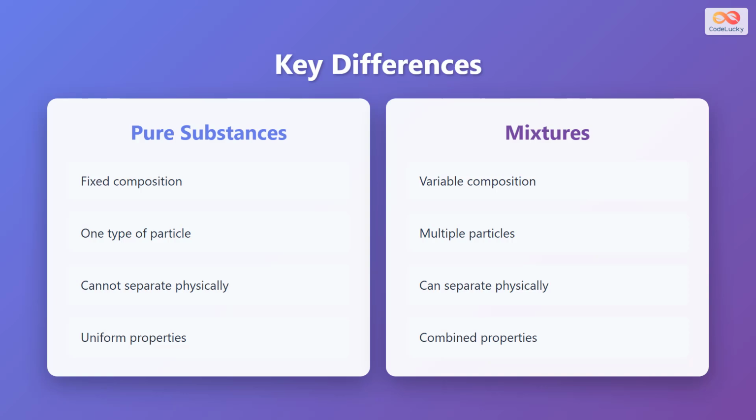Let's summarize the key differences between pure substances and mixtures. Pure substances have a fixed composition, while mixtures have variable composition. Pure substances contain only one type of particle, whereas mixtures contain multiple types of particles. Pure substances cannot be separated by physical methods, but mixtures can be easily separated physically. Finally, pure substances have uniform properties throughout, while mixtures have combined properties that depend on their components. Understanding these differences helps us classify and work with different types of matter in chemistry and everyday life.